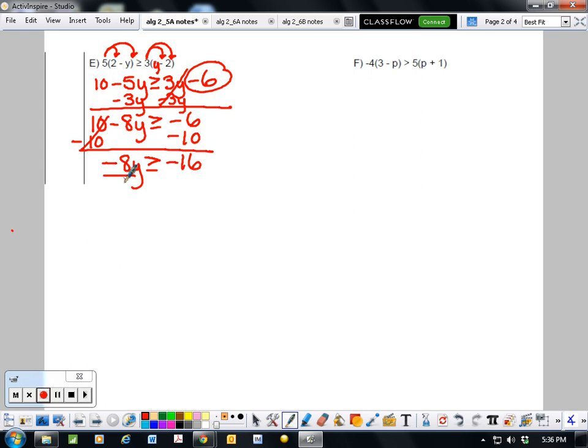And now I have to get rid of the negative 8, so I divide by negative 8. And because that's negative, that's going to flip around. So the 8's cancel, the negatives cancel, and I have y is less than or equal to positive 2.